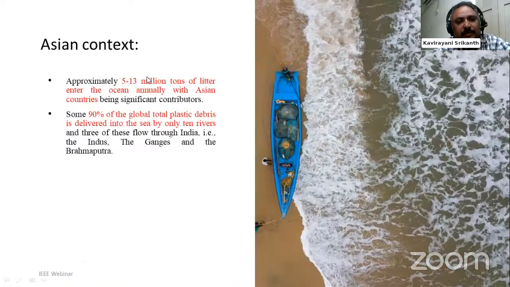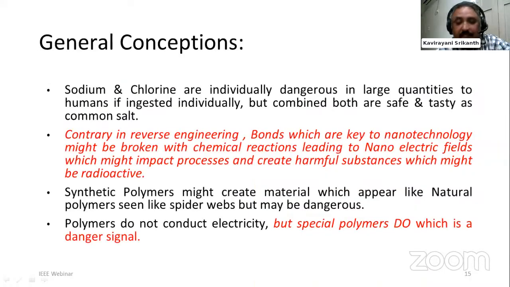Approximately 5 to 13 million tons of litter enter the ocean. This is another major problem, and 90% of global total plastics is delivered into the sea by 10 rivers, and out of them 3 we identified are in India, which is another problem if we see it in the Asian context.